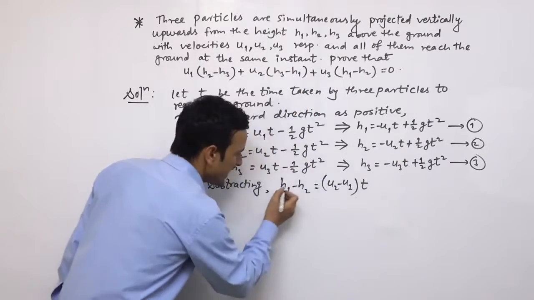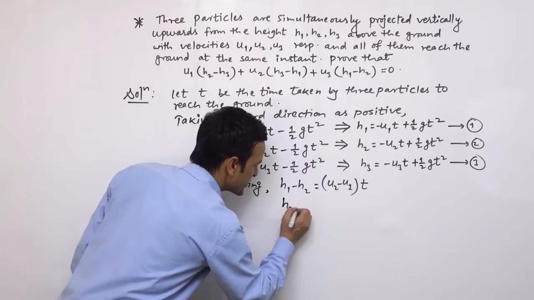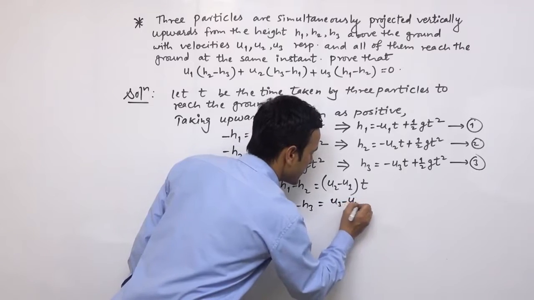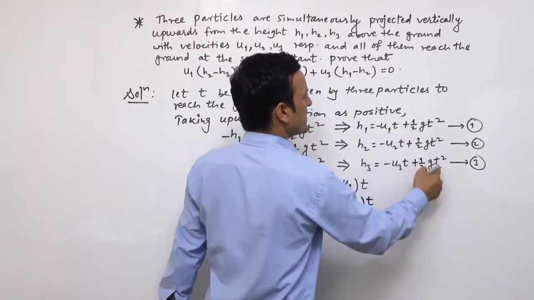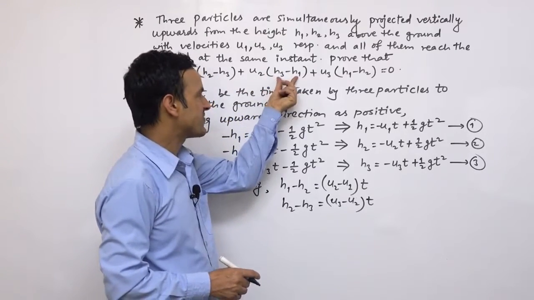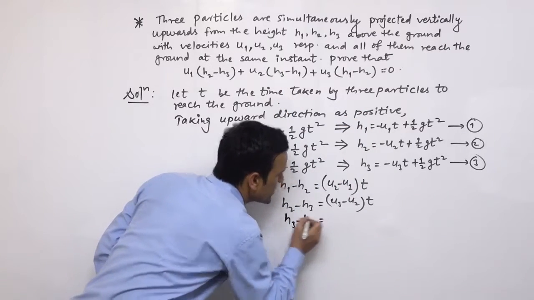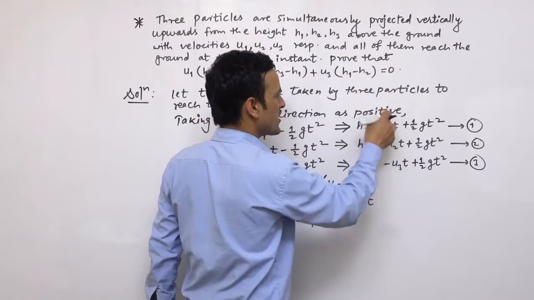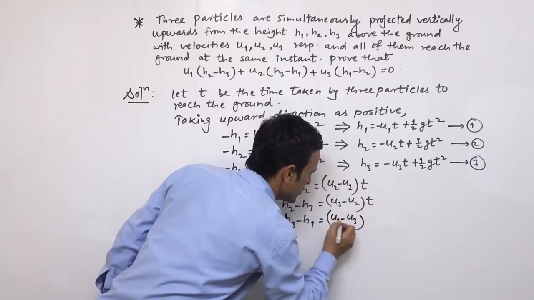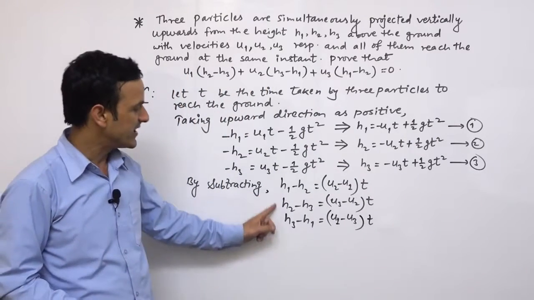Similarly, now h2 minus h3 garda ke huncha, u minus u garda, u3 minus u2 times t. So, this and this again cancelled. And h3 minus h1 means this minus this garda ke huncha? h3 minus h1 is equal to u minus u garda, minus minus plus huncha. So u1 minus u3 times t, and this minus this again cancelled. So finally we get this term.